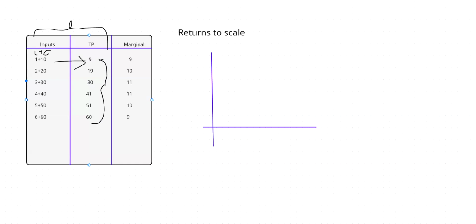And marginal, as I said, you're going to find out everything: 9 minus 0, nothing is there, so it will be 9. But you will get 19 minus 9, so how much is there? 10 you got. Then 30 minus 19, 11. 41 minus 30 is again 11. 51 minus 41 is equal to 12. And 60 minus 51 is equal to 9.